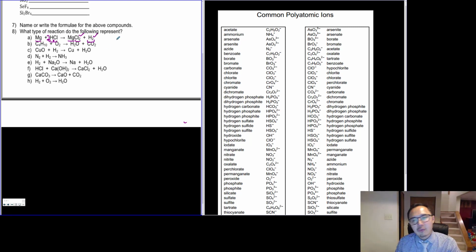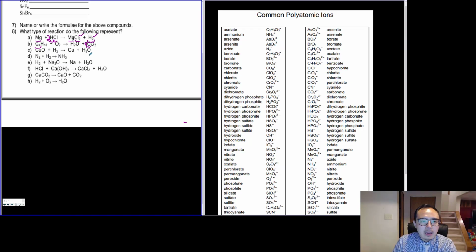Letter B is a combustion reaction. Combustion reactions are usually pretty tricky because the numbers are going to be very big. If I look at this one, I can see that there's 4 carbons here and 1 carbon here. My first intuition is, let's make this a 4 to balance the carbon.